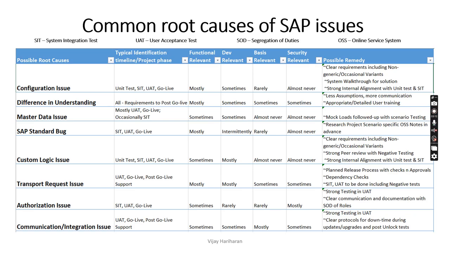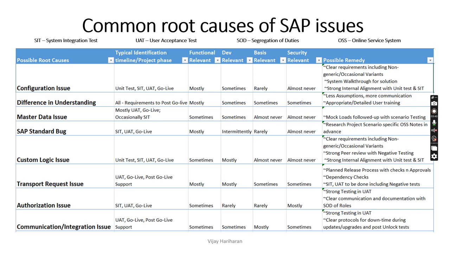Configuration, as you might already understand, is more functional relevant. Which team is this more relevant for? Development sometimes, because there may be configurations that also involve development. For example, pricing routines in a pricing procedure will involve both code as well as configuration. It is rarely basis or security relevant. What are the possible remedies?